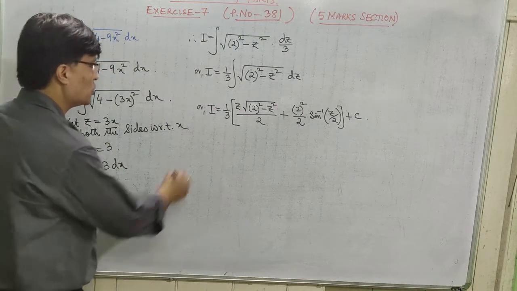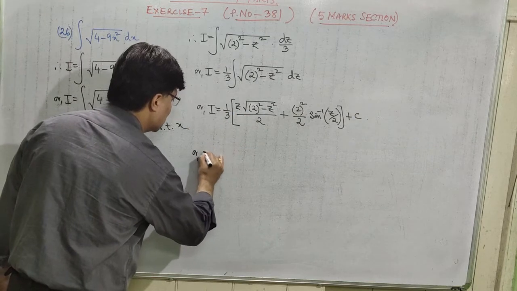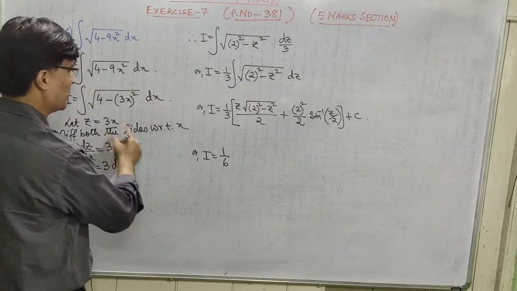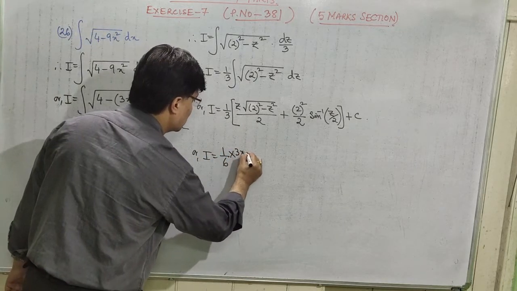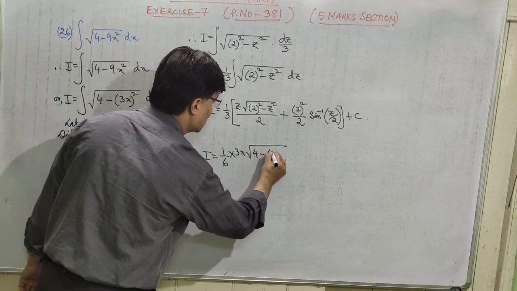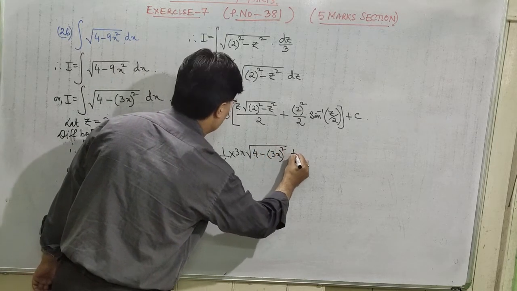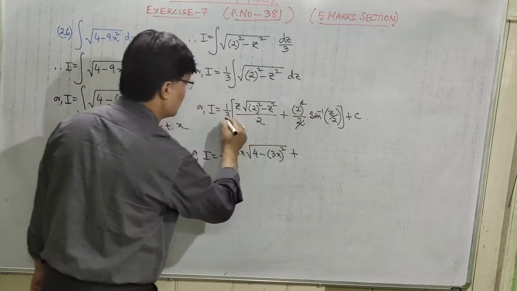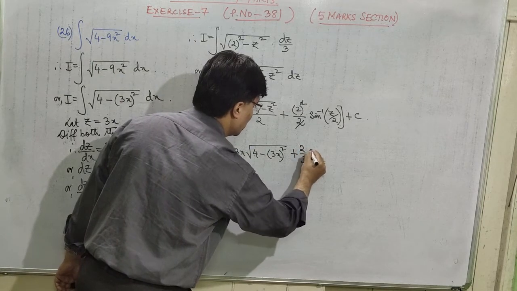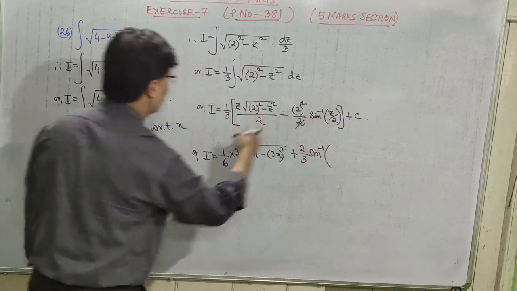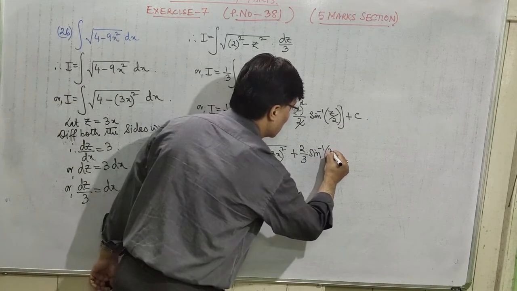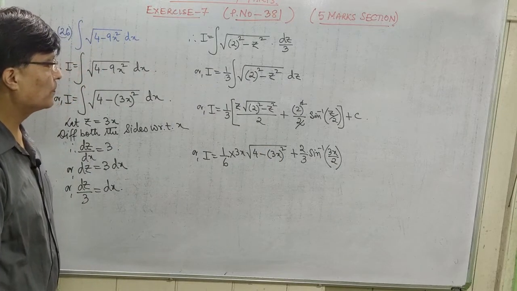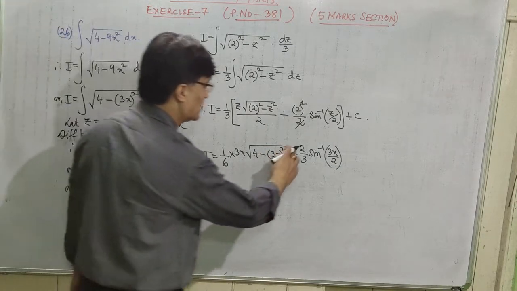Is that clear? So now we can multiply by 1/3. That is 1/3 into half, 1 by 6. You can put the value for z. What is z actually? 3x. Into 3x root over 2 whole square is 4 minus this is your 3x whole square plus. Okay. So here we can cancel 2, any square will be cancelled. This is 2 by 3. It is 2 by 3 sine inverse within bracket. What is z? Z is 3x. So this will be 3x by 2. Is that clear? So that is sine inverse 3x by 2.